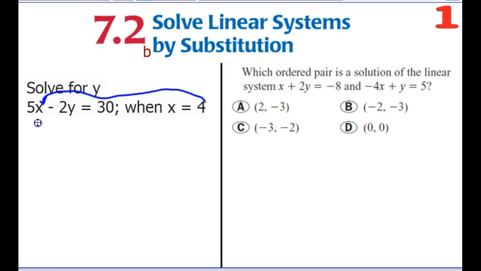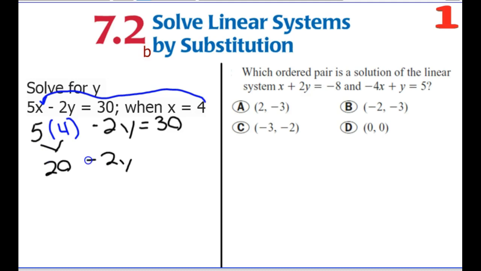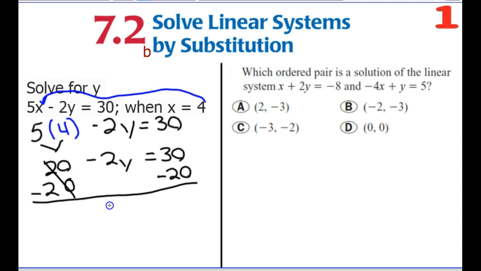So we get 5 times 4 minus 2y equals 30. 5 times 4, well, that is 20. Minus 2y equals 30. So we need to get y by itself, so we need to subtract 20 first because it's positive. And we get negative 2y equals 10.